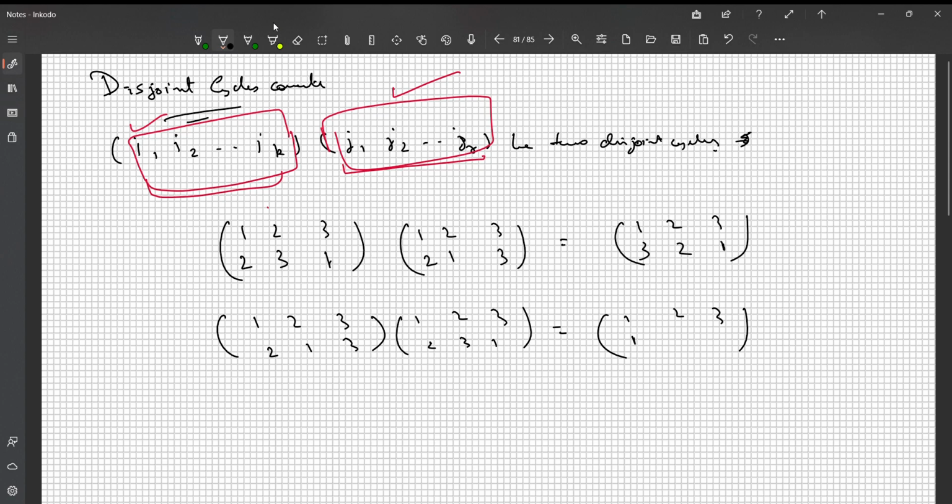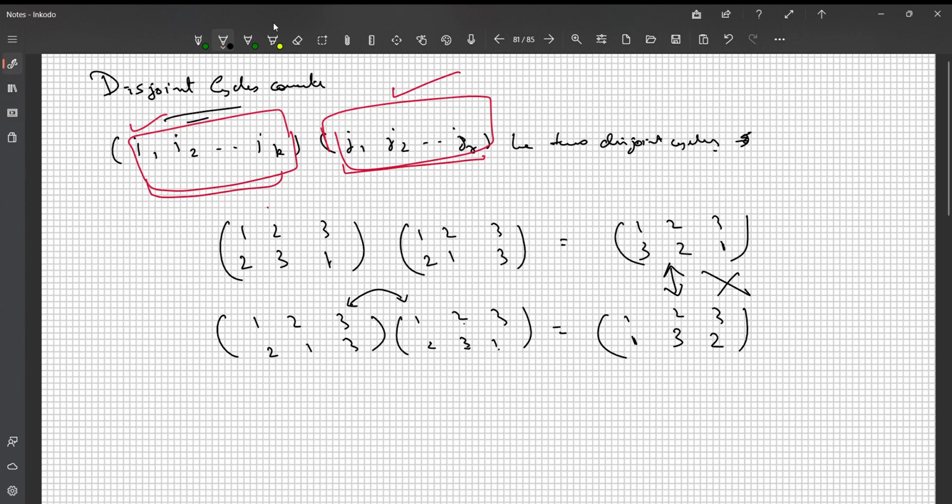What happens if you take 1 2 3 and 2 1 3 here, you have 1 2 3 and 2 3 1 here. Okay. So here 1 goes to 2 and here 2 goes to 1. So 1 goes to 1. Here you have 2 goes to 3, here you have 3 goes to 3. So 2 goes to 3. And here you have 3 goes to 1 and here 1 goes to 2. So 3 goes to 2. And obviously these two are not the same, right?